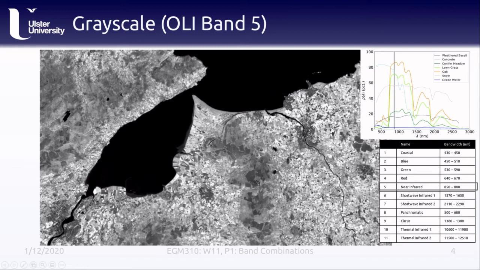As we noted in Week 9, healthy chlorophyll-producing vegetation is quite bright in this wavelength range. It reflects quite highly, while water is nearly black owing to its near total absorption of near-infrared wavelengths.